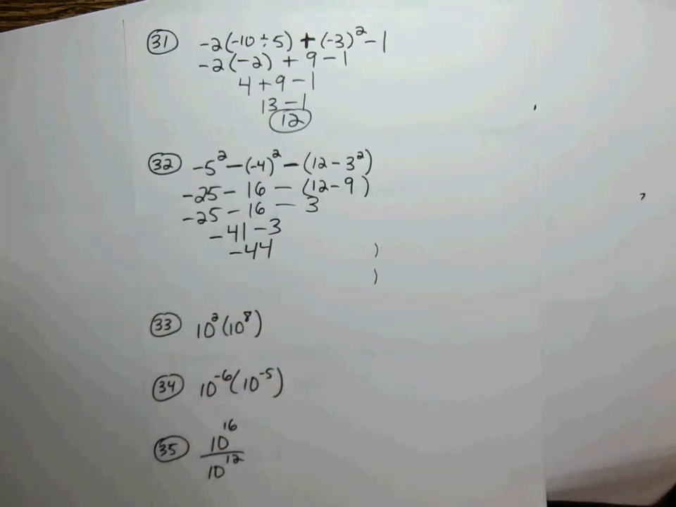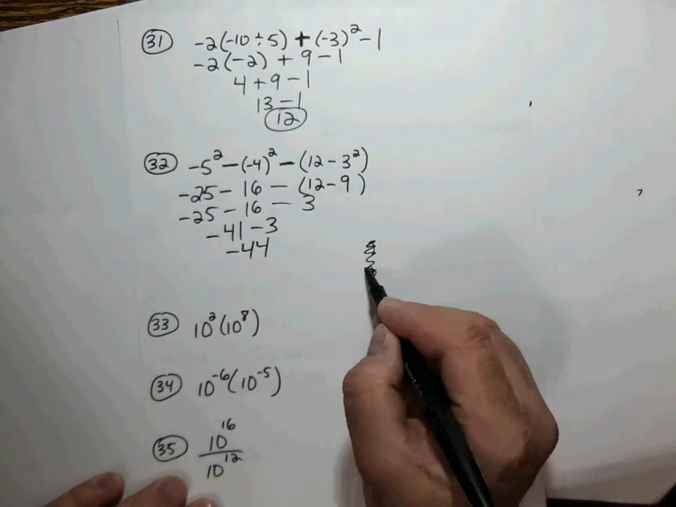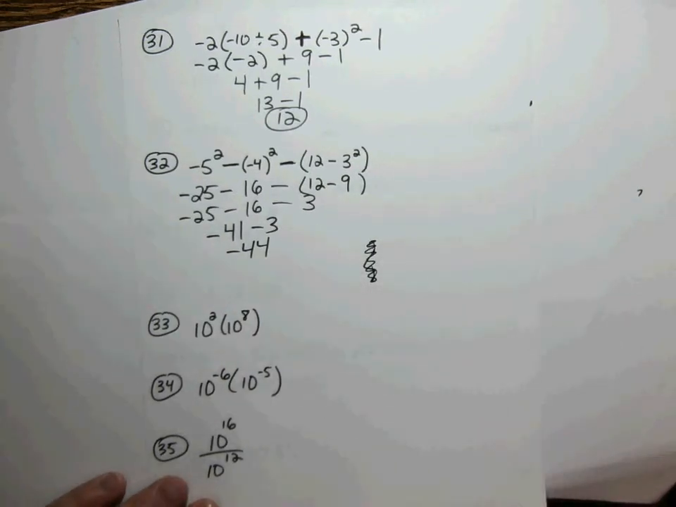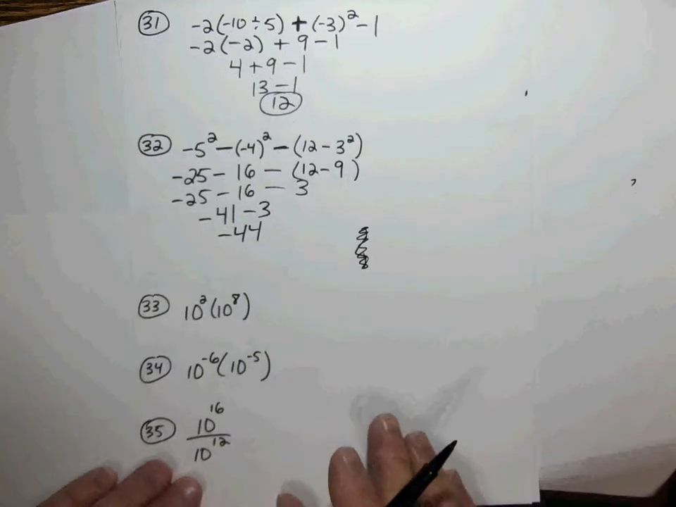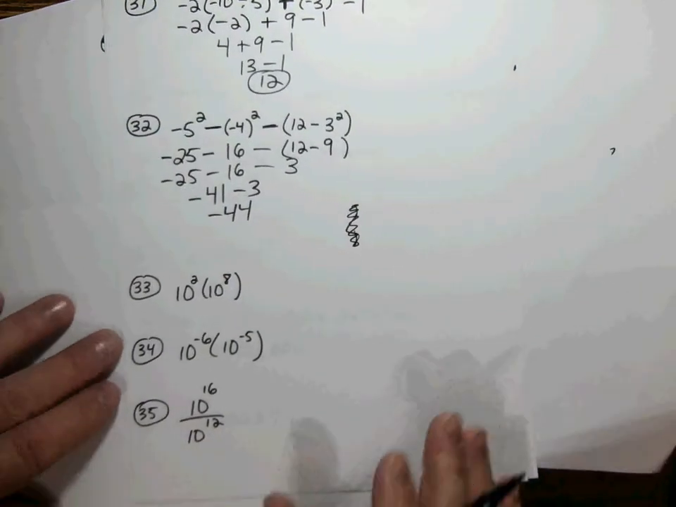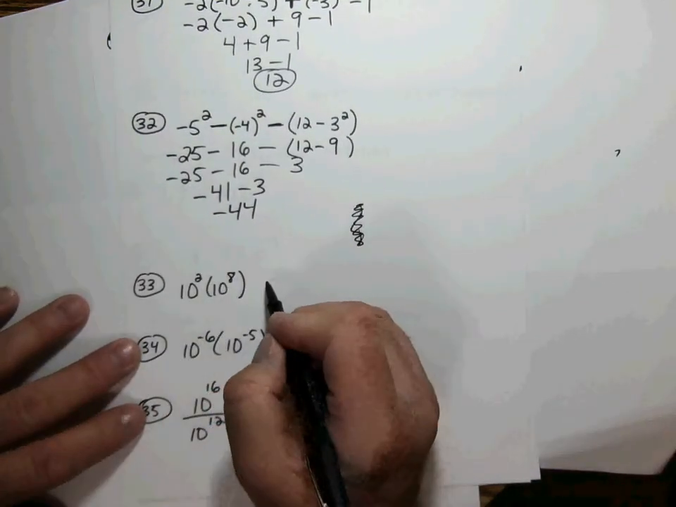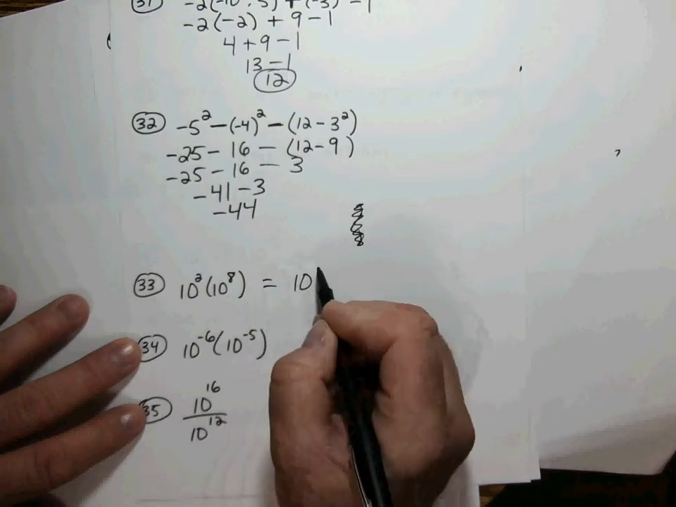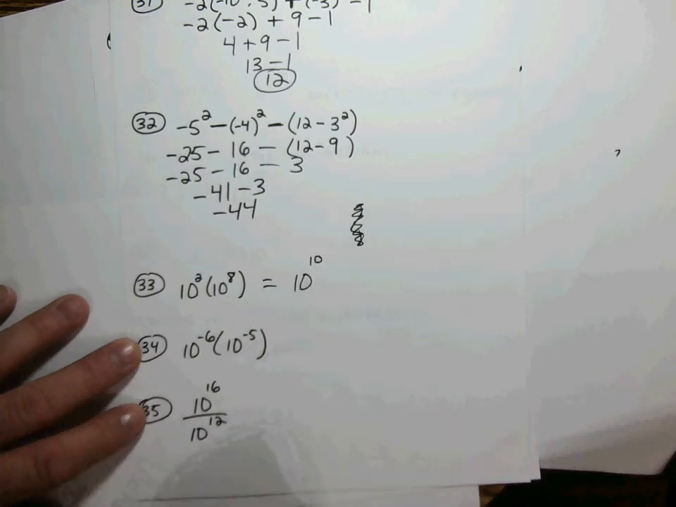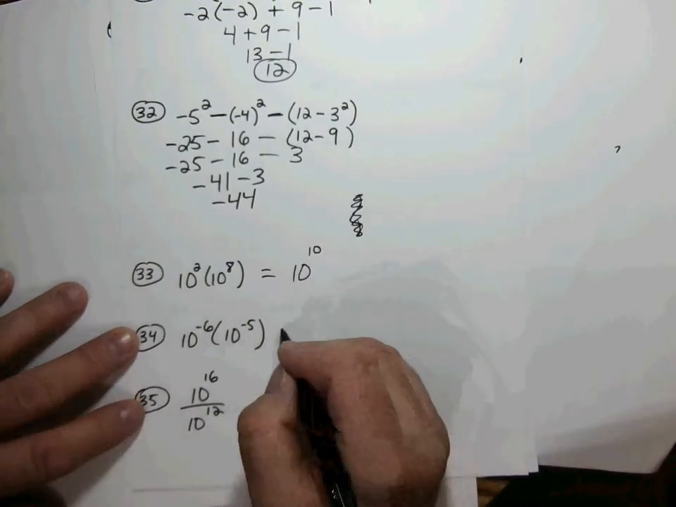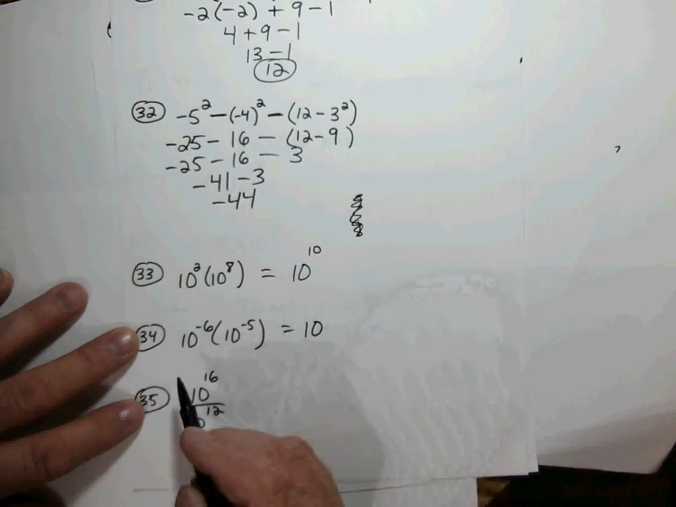Okay, this was scraps from before. Okay, multiplying powers of 10, pretty easy. When we multiply powers of 10, we add the exponents. So that's going to be 10 to the 2 plus 8, 10 to the 10th power. Add the exponents. The base remains the same.